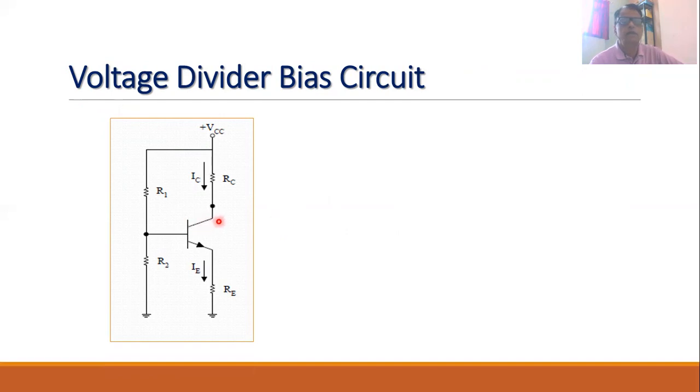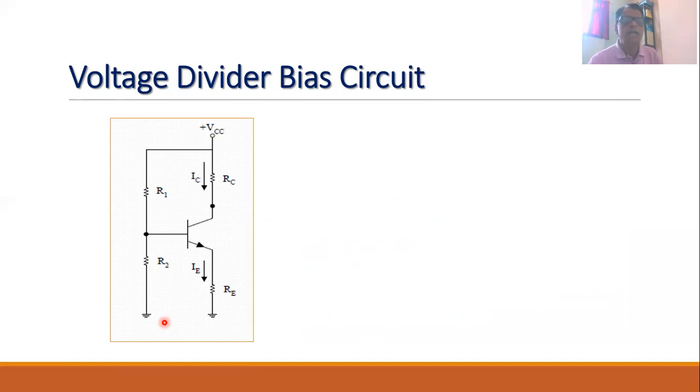Here you will find that we have used the resistance RC for the collector terminal and RE for the emitter terminal. Instead of using RB, we are using potential divider resistances R1 and R2. R1 is connected between positive VCC and the base, and R2 is connected between the base and the ground terminal. Since we use the voltage divider resistances R1 and R2, this circuit is called a voltage divider bias circuit.